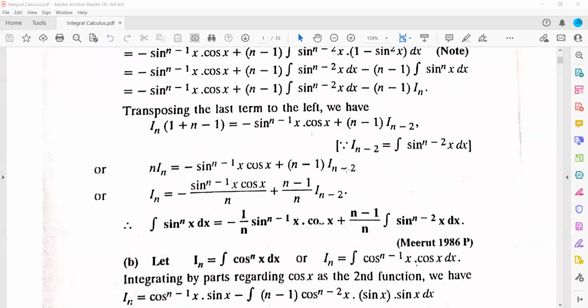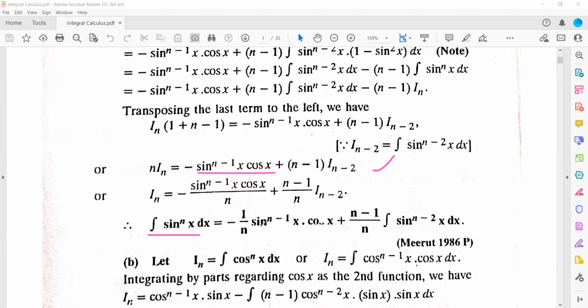Now next, this will be the same. Now this one, what I'm doing is taking this n to the right side. So this n goes to the right side, and it will be this divided by n, and then n minus 1 by n, I n minus 2. So therefore I n means integration of sine to the power n x dx. So therefore, the integral of sine to the power n x dx is equal to what?